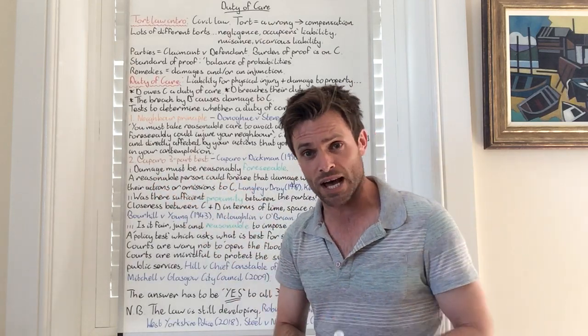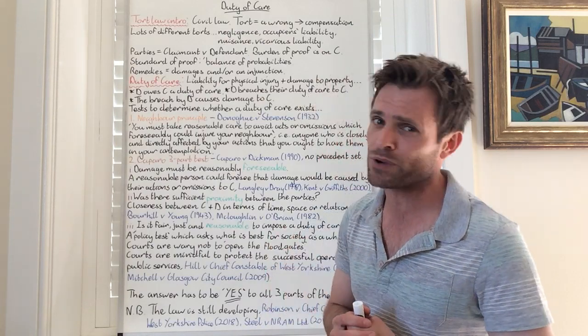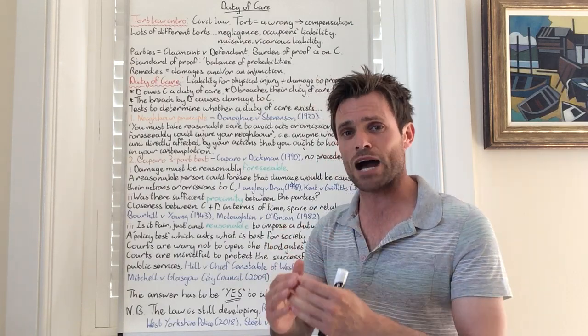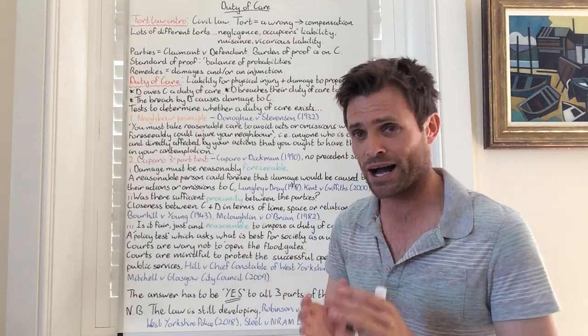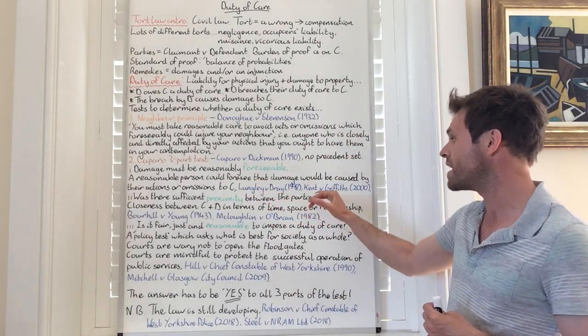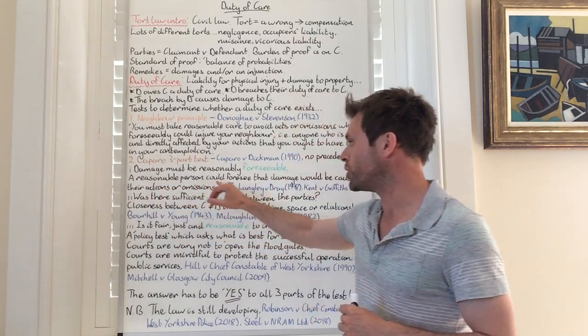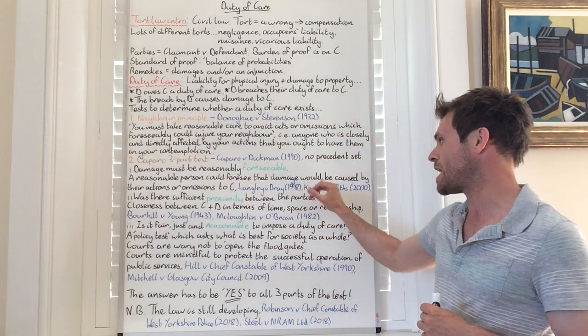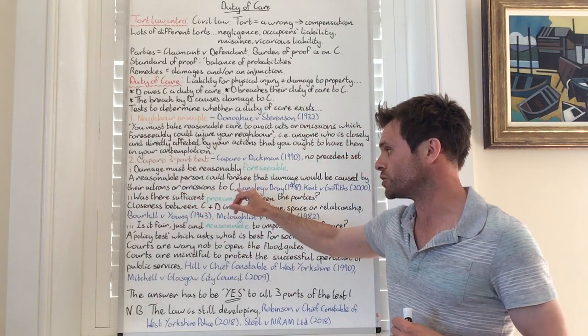This is an objective test, and you've got to decide, objectively speaking, would the defendant have been able to reasonably foresee damage that would be caused to the claimant as a result of their actions. Now, as a way of highlighting this, we've got the cases of Langley versus Ray and Kent versus Griffiths. So let's look out for, would a reasonable person, could they foresee that damage would be caused by their actions or omissions to the claimant?